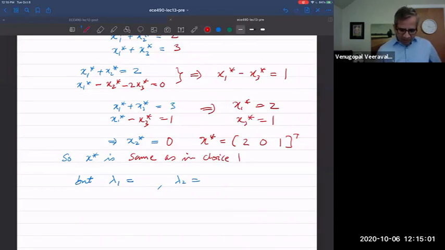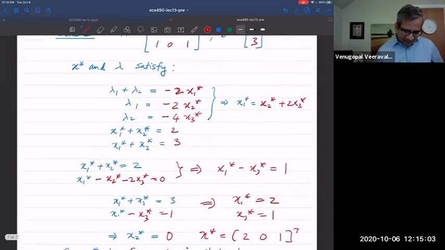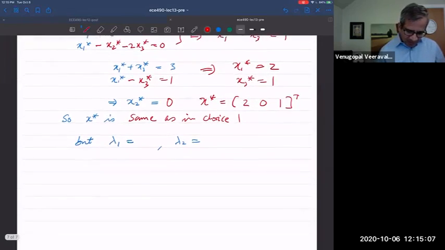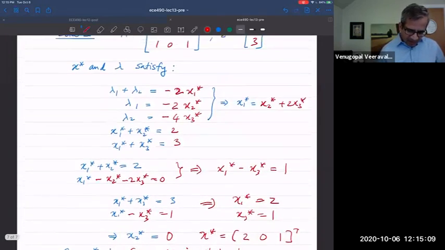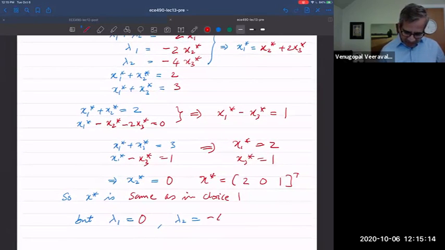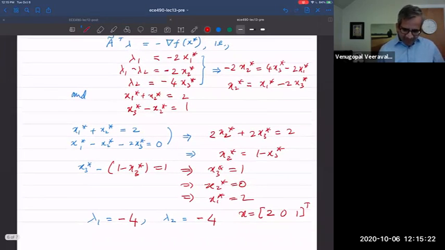But let's look at the lambdas now. Lambda 1 is minus 2x2 star in this case, which is 0. And lambda 2 is minus 4x3 star, which is still minus 4. So that's different from the lambdas we saw here, which were minus 4 and minus 4. So the Lagrange multipliers are not unique for the given x star.